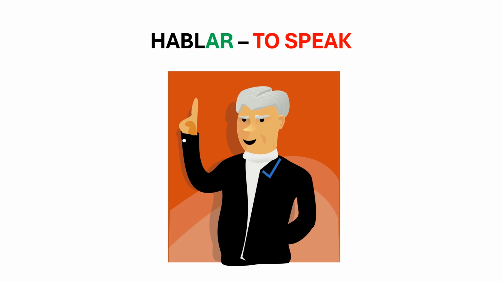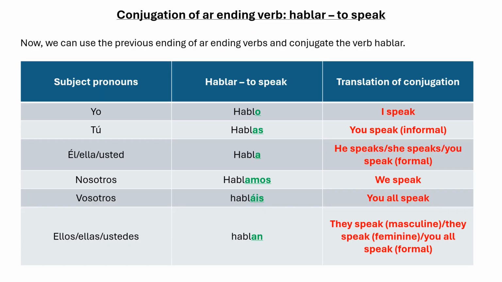So let's see how we will conjugate. Keep writing in your notebook. Conjugation of AR verbs such as hablar, to speak. Now we can use the previous endings of AR ending verbs and conjugate the verb hablar. Hablar means to speak. I have written my subject pronouns in the left hand column. Then I've written the complete conjugation of the verb hablar, to speak.